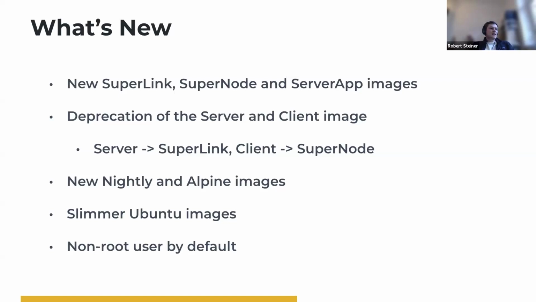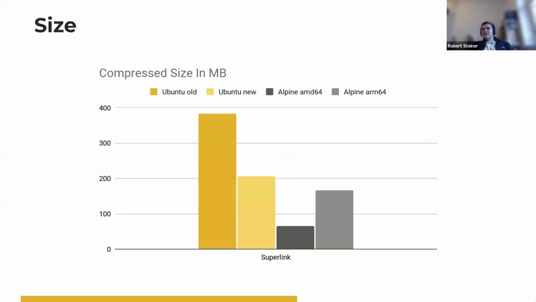Going to the next slide, we can see the comparison of the Superlinked image sizes for all images. On the first bar, we have the old Ubuntu image, which is roughly 400 megabytes in size. Next to it, we have the new Ubuntu image. It's roughly 200 megabytes. So we almost halved the size here, which is a huge improvement.